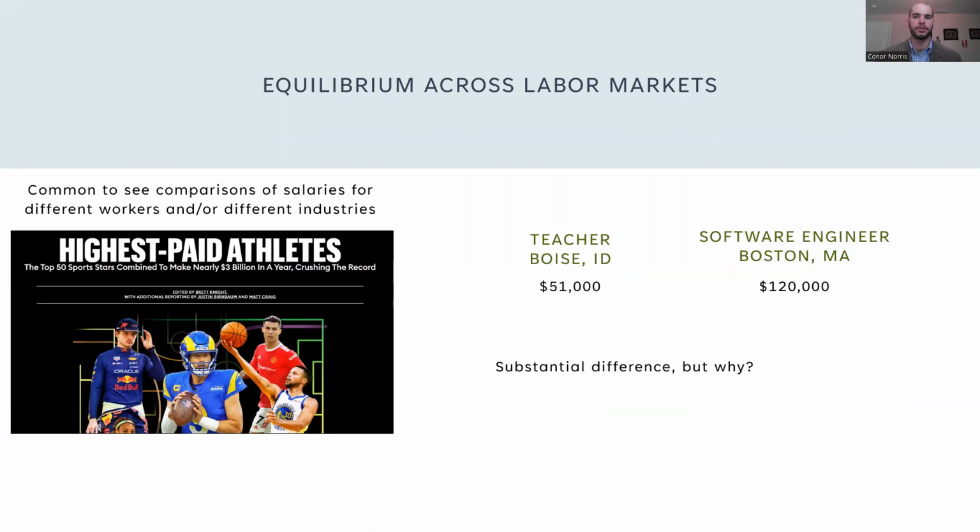So the next section in your textbook is about the Phillips curve. I'm going to skip that because we're not teaching fiction, and we're going to move straight on to equilibrium across different labor markets. So right here, we have an example.